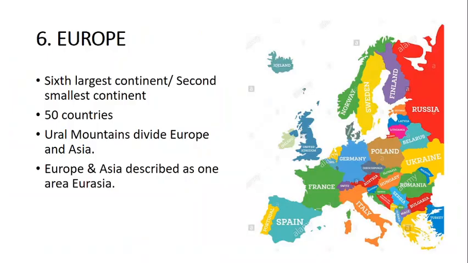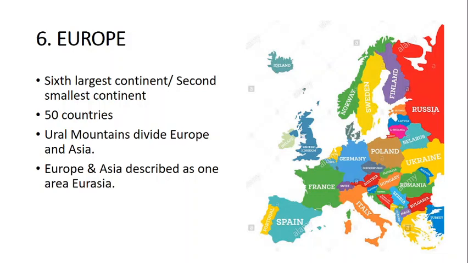After that, our continent is Europe. Europe is the 6th largest continent, or it is also called the second smallest continent of the world. Why is it called the second smallest? Because the smallest continent is Oceania.